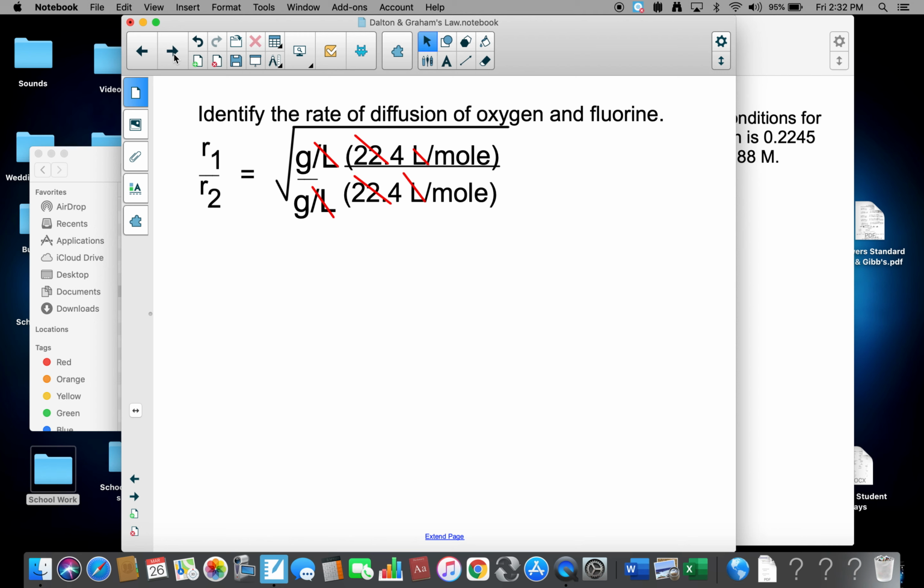My liters cross out, my 22.4s cross out, and I'm left with grams per mole. Grams per mole is molecular weight. So it's also equal to the square root of the molecular weight of 2 over the molecular weight of 1. We'll do this one in class.